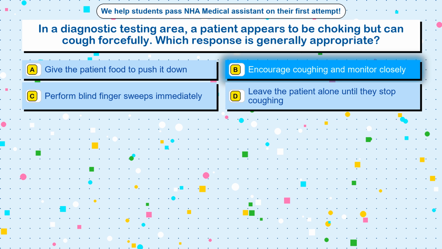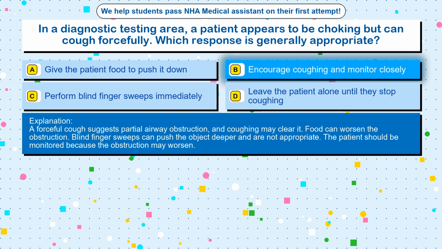The correct answer is option B, encourage coughing and monitor closely. A forceful cough suggests partial airway obstruction, and coughing may clear it. Food can worsen the obstruction. Blind finger sweeps can push the object deeper and are not appropriate. The patient should be monitored because the obstruction may worsen.